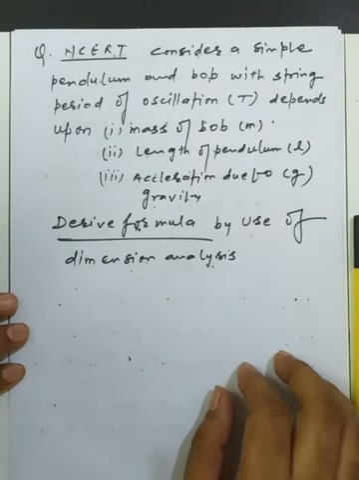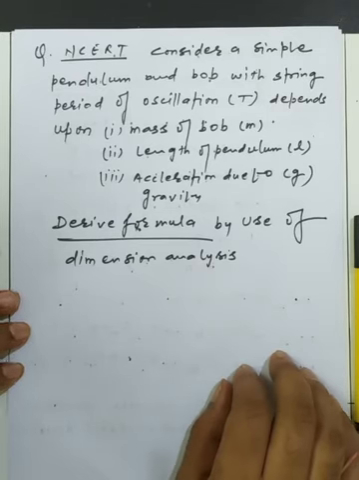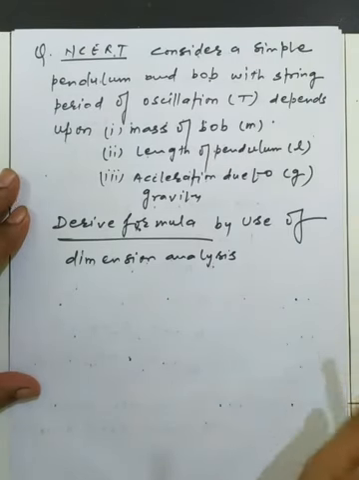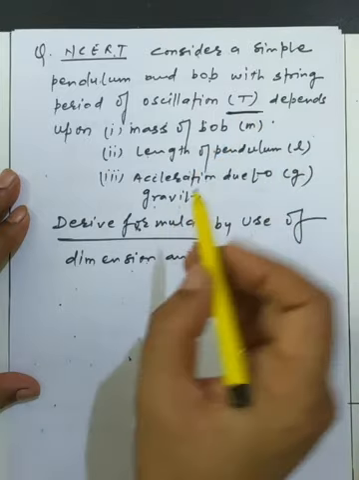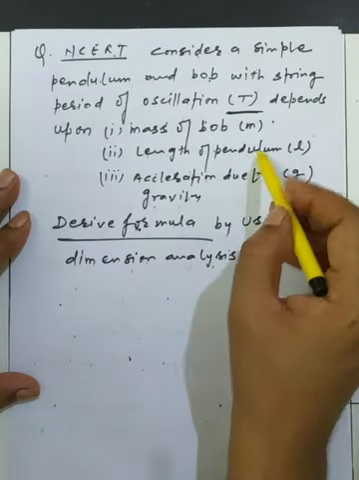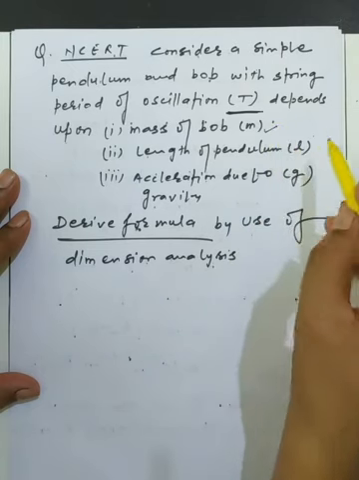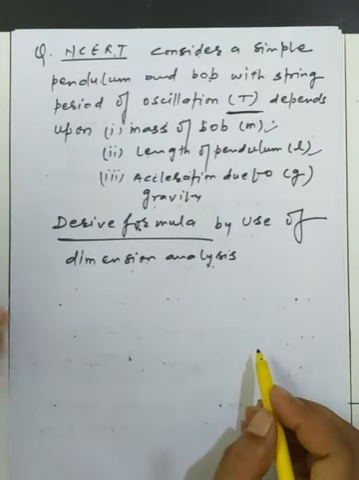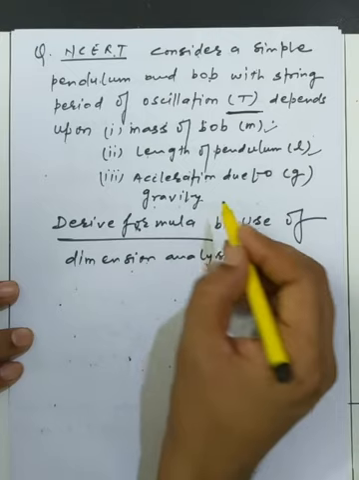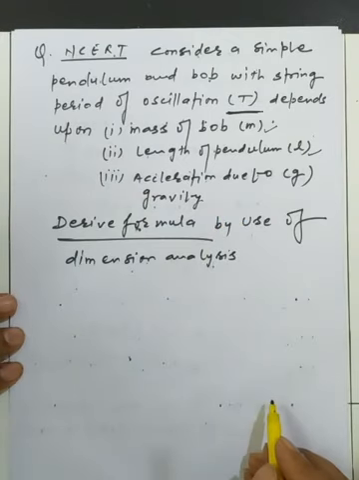Now dear students, we have another question on behalf of the NCERT exercise. Consider a simple pendulum and bob with the string, period of oscillation t. So we have to identify the quantity. That time period of a simple pendulum depends upon the following physical quantities: mass of the bob, that is m; length of the string, that is length of the pendulum, that is L; and acceleration due to gravity at the place where we are performing the experiment. So derive the formula by use of the dimension analysis.